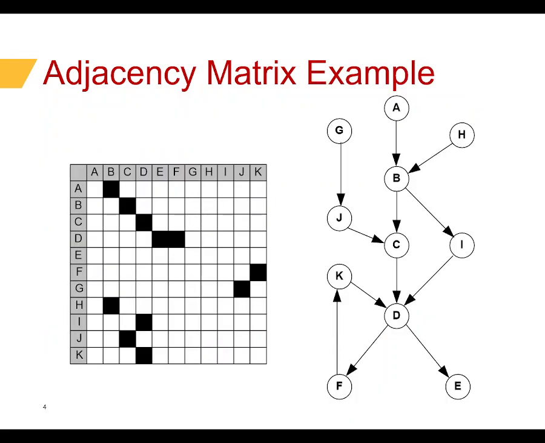This illustration shows an example of an adjacency matrix representation on the left of a directed graph on the right. The black squares represent true and the white false. The edge from A to B is shown by the black square in row A, column B. The edge from G to J is shown by the black square in row G, column J, and so on.